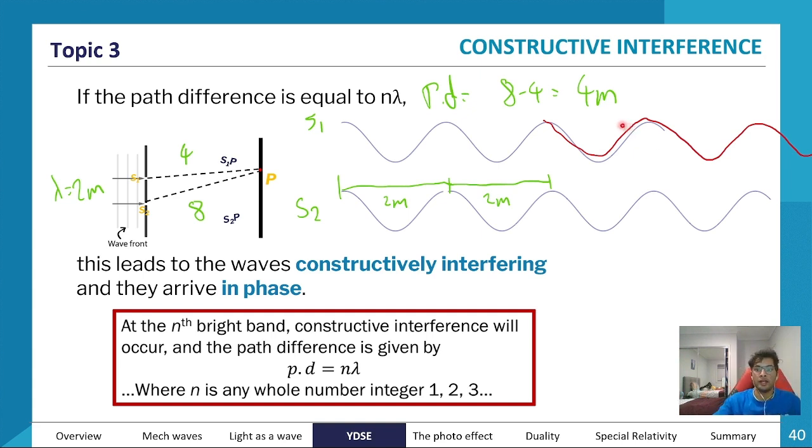Essentially, you end up with this formula: path difference is equal to n times wavelength. So if the path difference is a whole number multiple of the wavelength, you're going to get constructive interference. In this case, we had a path difference of 4 and a wavelength of 2, which gives us an n value of 2. And because n is a whole number, we're going to get constructive interference. Cool. Hopefully that's making sense. If you have any questions so far, put them down.